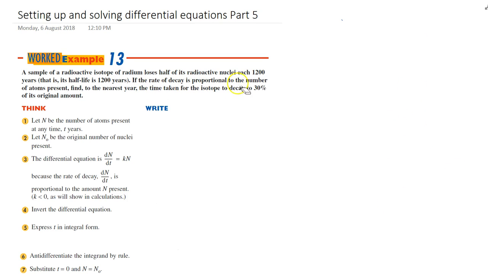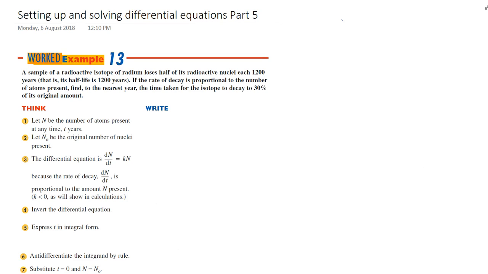If the rate of decay is proportional to the number of atoms present, find to the nearest year the time taken for the isotope to decay to 30% of its original amount. Okay, so it's not going to be 1200 years, but it's going to be less than 2,400 years, because by 2,400 years you'd have 25%. So at least I have a ballpark to work with.